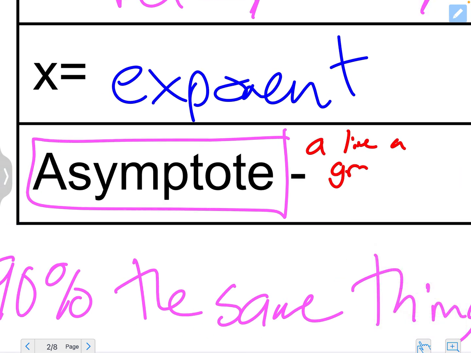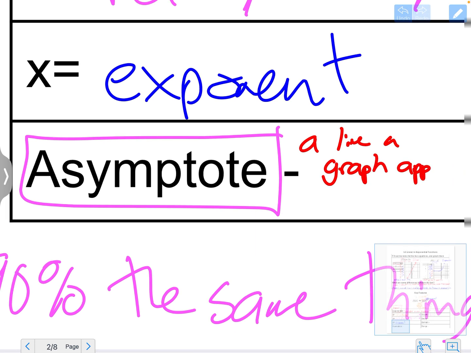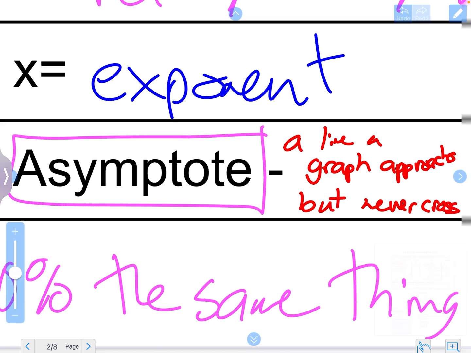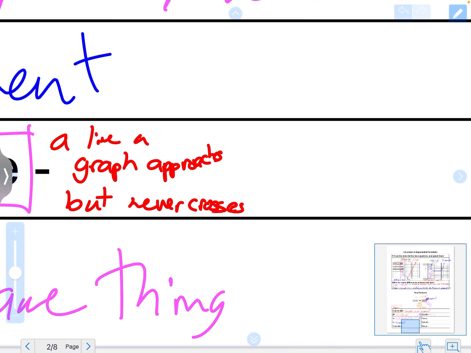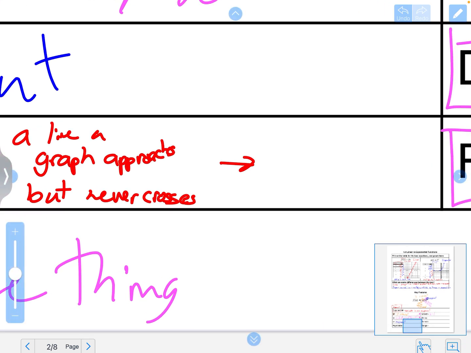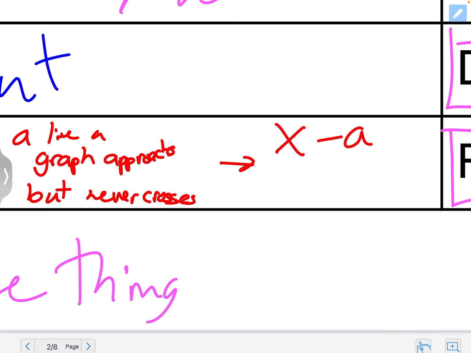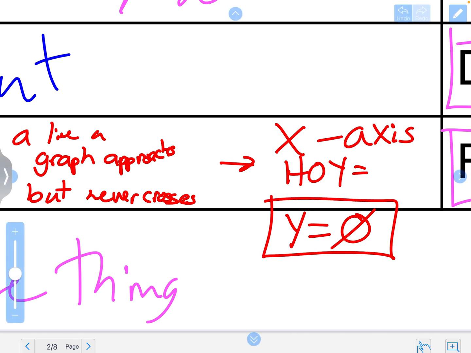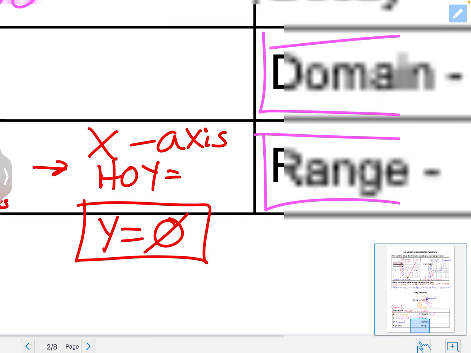a graph approaches but never crosses. And our asymptote is usually the x-axis, which is a Hoy line. And we know that Hoy is y equals, and the x-axis is y equals 0.